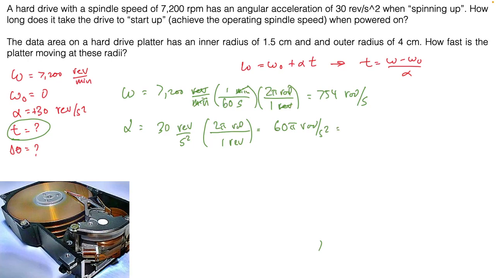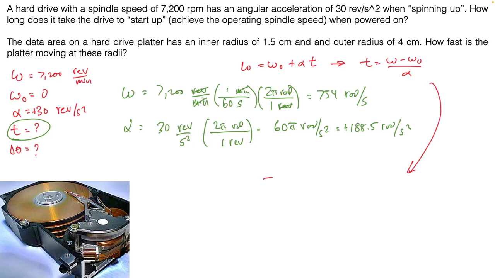Or if you don't like pi's always floating around, 188.5 radians per second squared. All right, there we go. Now we're safe. Safe in the sense that if we put standard units in, we should expect standard units out. And since we're solving for time, what unit should we get out? Seconds.